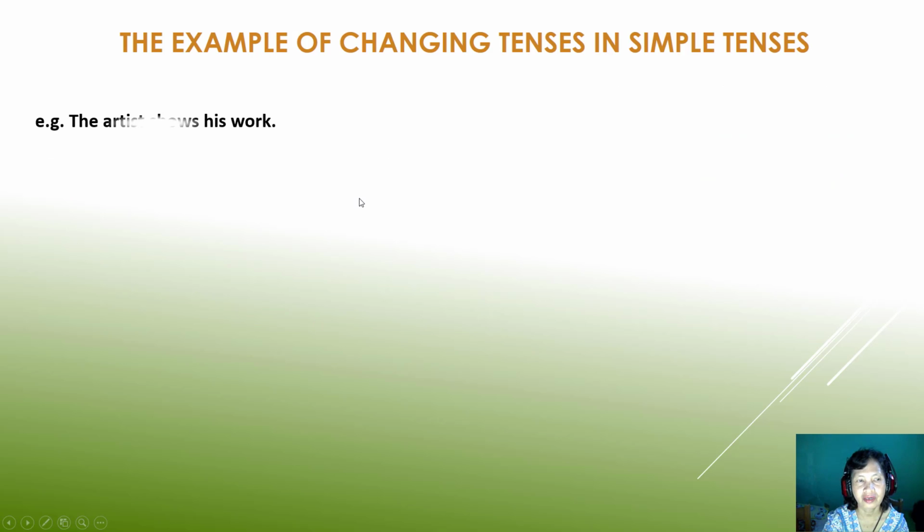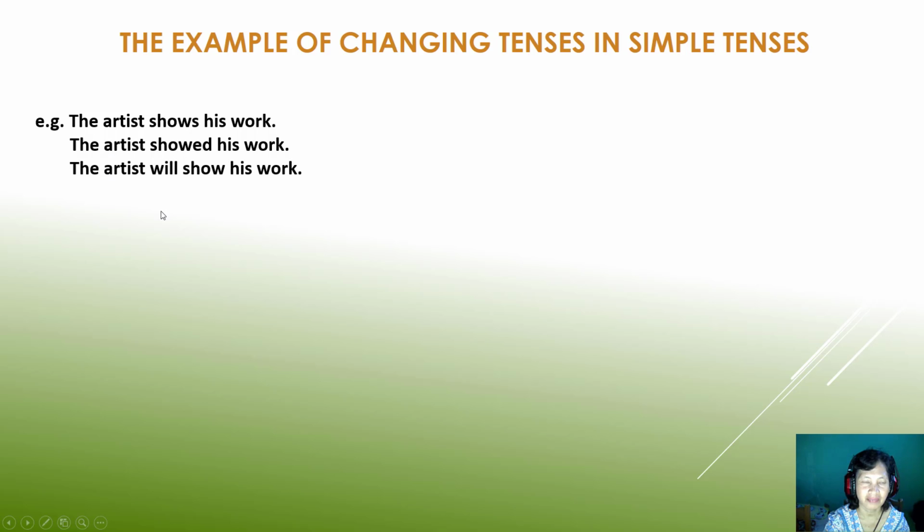Now we have already had 6 simple tenses. How about changing them into sentences? Okay. The artist shows his work. This is simple present. We have shows, verb 1. Simple past: the artist showed. Present future: will show. Present perfect: has shown.